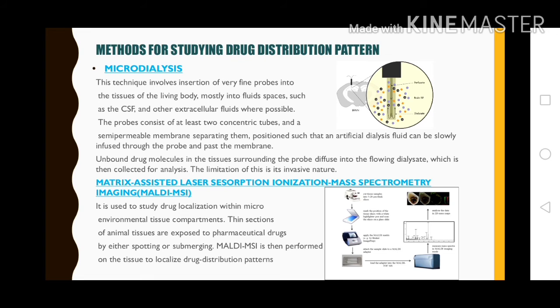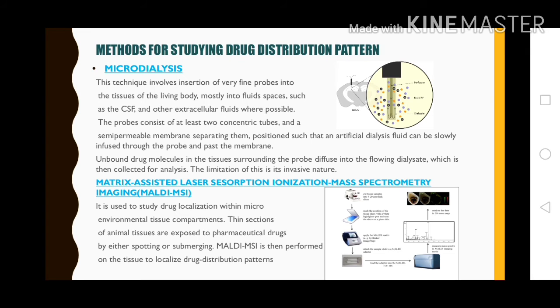So the probe consists of two concentric tubes. Like you can see in the diagram, there are two concentric tubes and a semi-permeable membrane that is separating them in the middle, positioned such that the artificial dialysis fluid can be slowly infused through the probe and pass the membrane. So unbound drug molecules in the tissues surrounding the probe diffuse into the flowing dialysate, which is then collected for analysis.